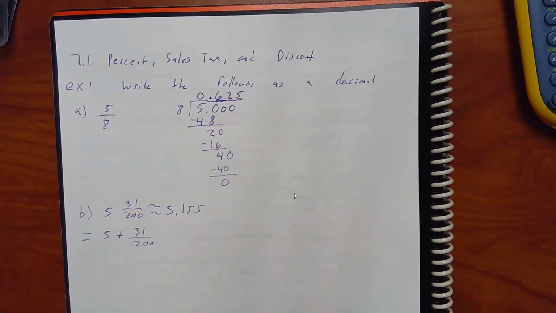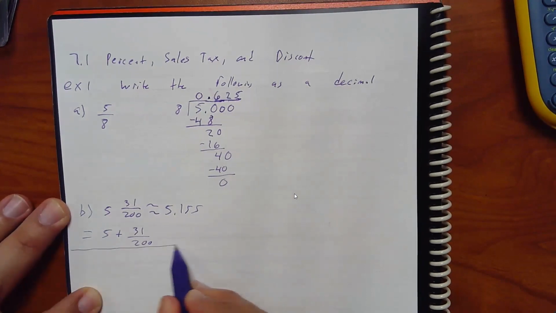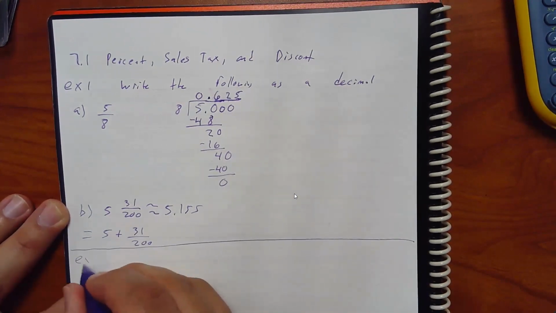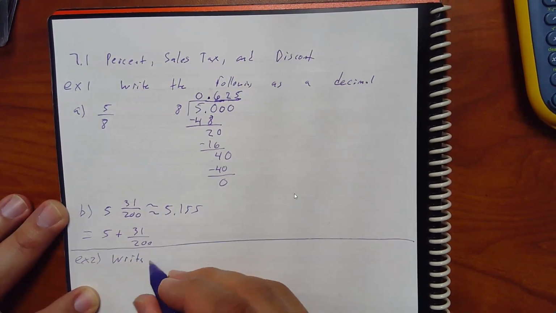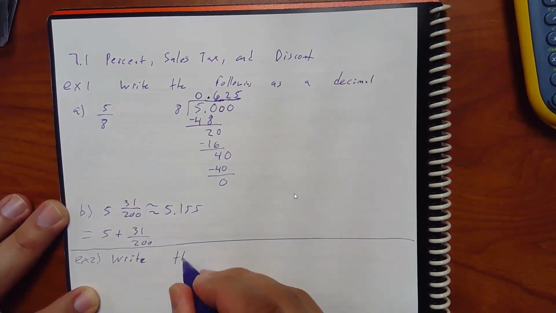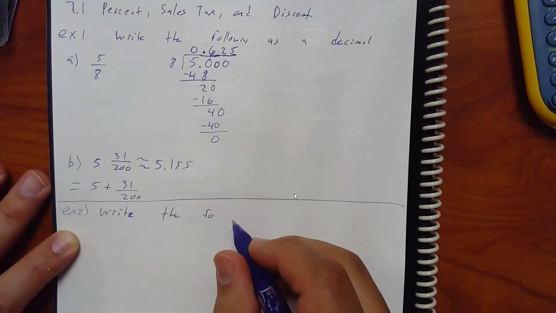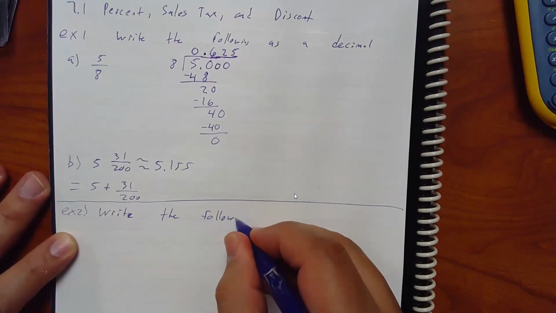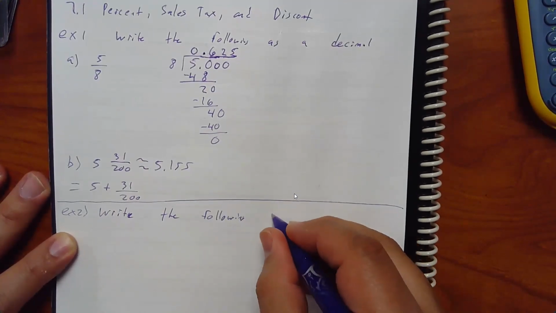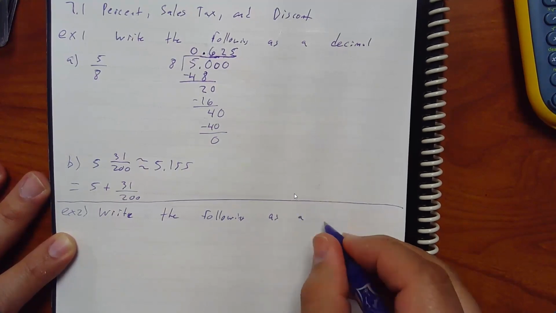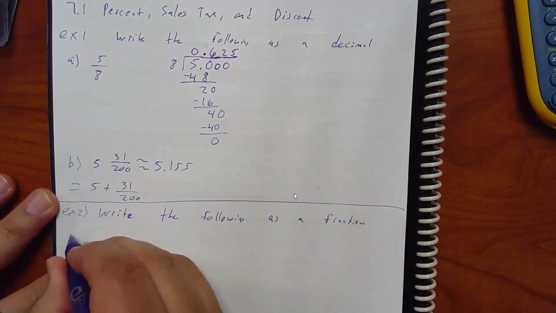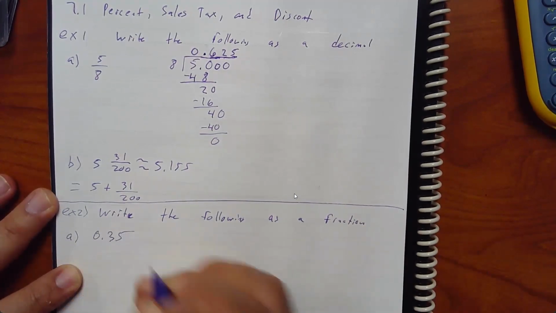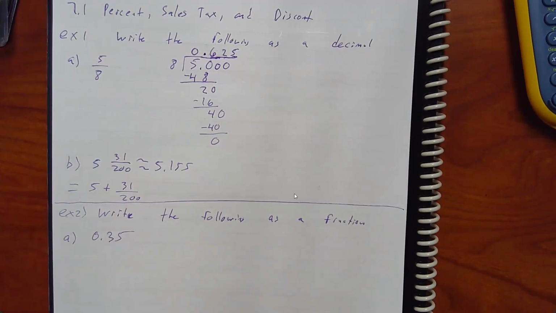Changing a decimal to a fraction is a little bit different. Write the following as a fraction. Your calculator might be able to do this, but let's go ahead and try without it. So 0.35 as a fraction.